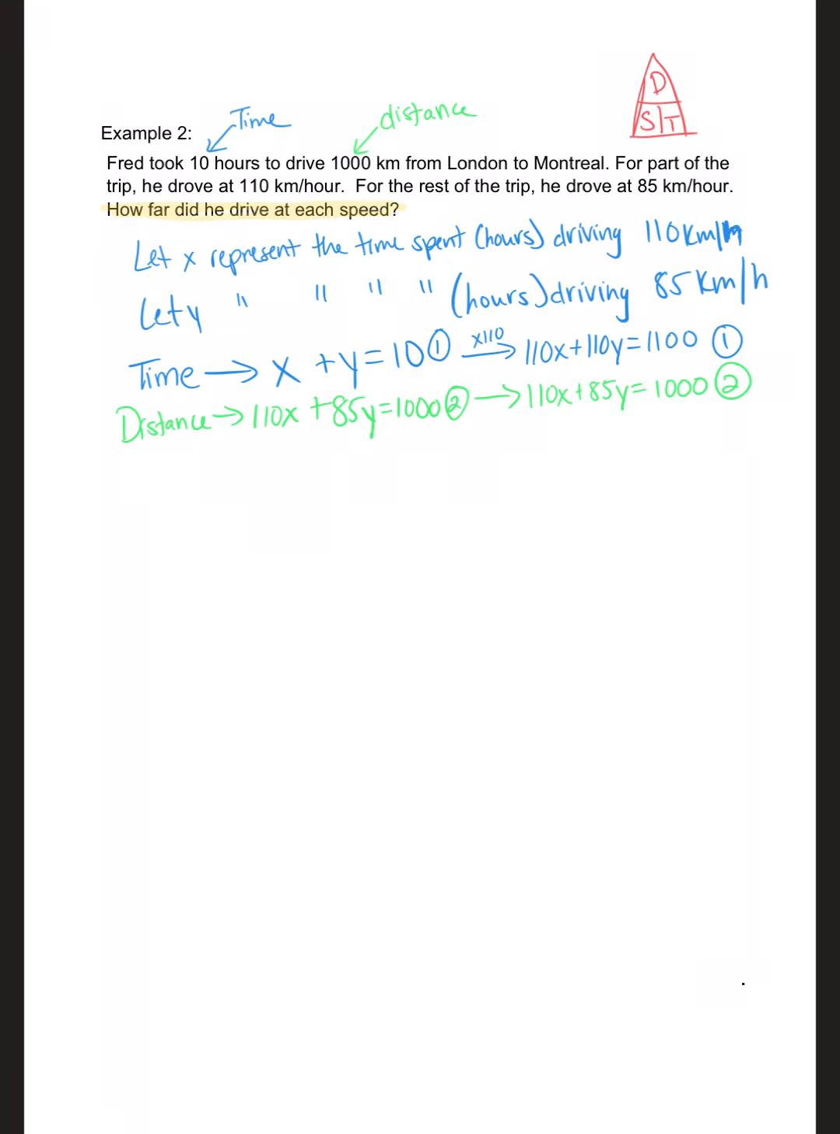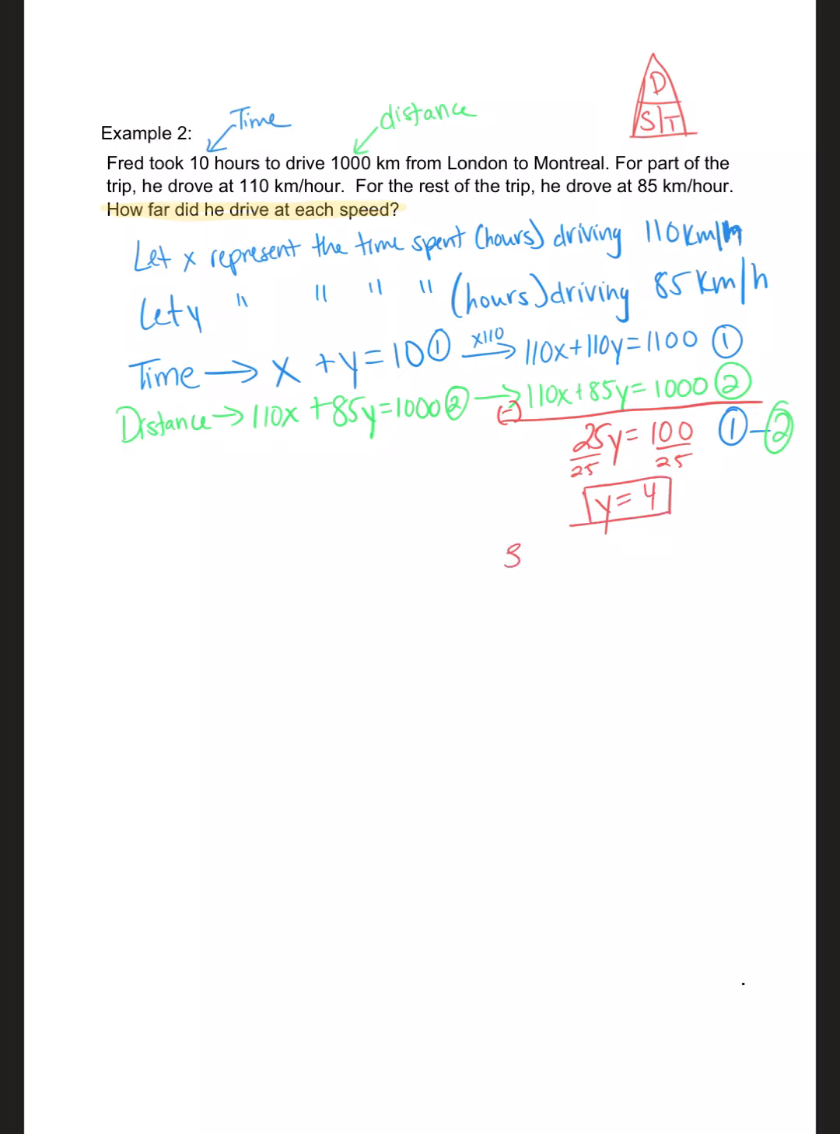Okay, so now when I look at these, I've gotten the same magnitude on my x's. They are the same sign, which means we are going to subtract them from each other so that we can cancel out our x's. Okay, so I'll put a line, I'll put a subtraction. So 110x minus 110x, they cancel out, they're gone. 110y minus 85y, that'd be 25y. And then 1100 minus 1,000 is 100. So we'll just use algebra to continue isolating y. Divide by 25, and y is equal to 4.